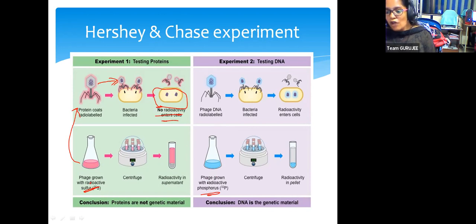Okay, in the case of radioactive phosphorus, the phosphorus directly labels the DNA. Then after infection, the DNA enters into the bacteria. So if you look at the bacteria through a microscope, they have seen the labeled DNA inside it. So they found that proteins are not the genetic material. DNA is the genetic material.